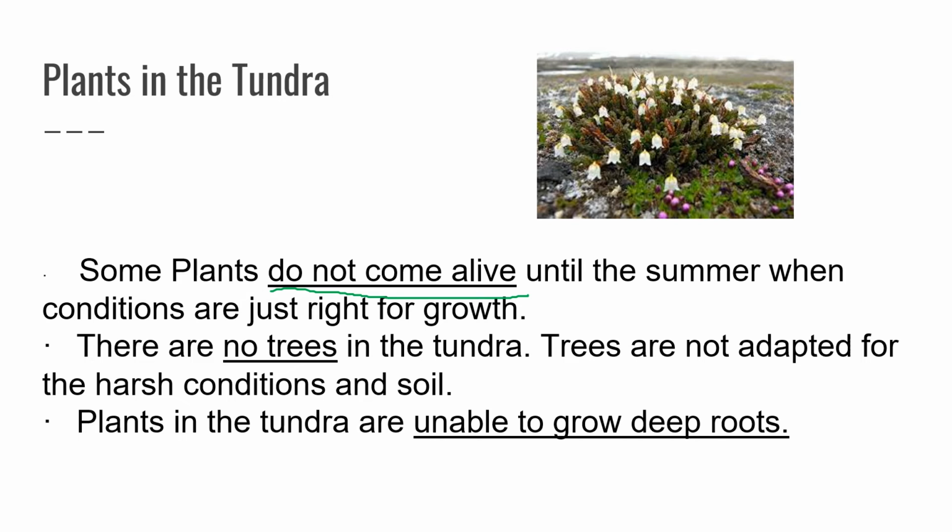Like I said, there are no trees in the tundra. The trees are not adapted for the harsh conditions in the soil, so they don't actually grow there. And then in general, because the soil is typically frozen all the time, plants that do grow in the tundra are actually unable to grow deep roots because, again, they can't really get past that block of ice.